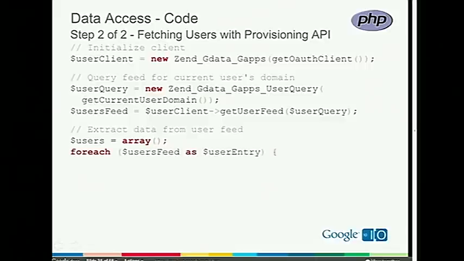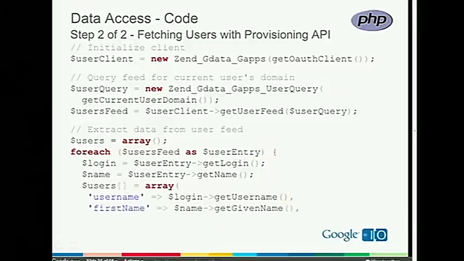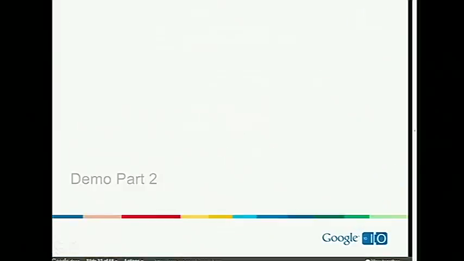And we can simply iterate through these, extract out the key bits of information that we want. In this case, we want username, their first, last names, whether or not they're an administrator. And now we can take this data and use it in our application in a meaningful way. In this case, what you saw earlier was using it to pre-populate the database and pre-populate that form to make the setup a lot easier for the administrator.